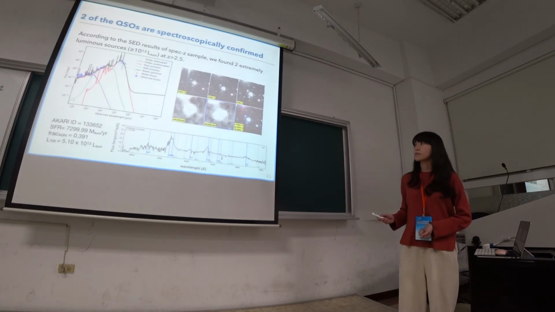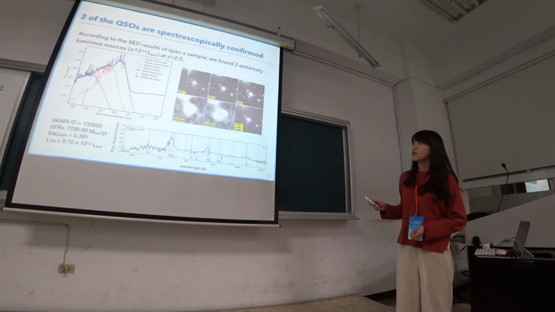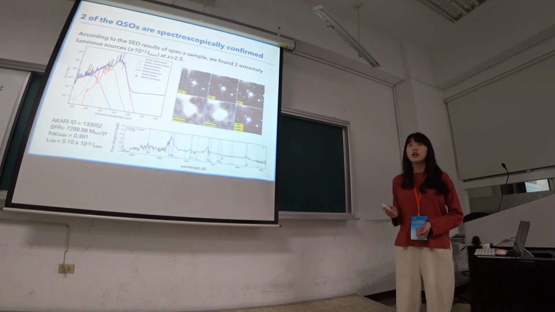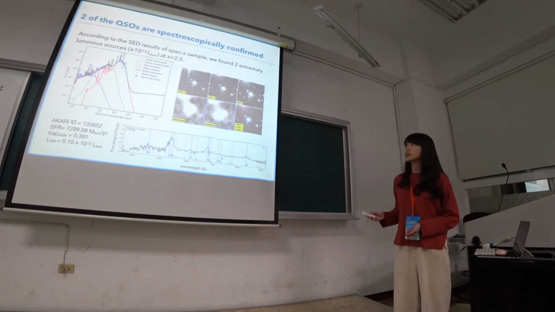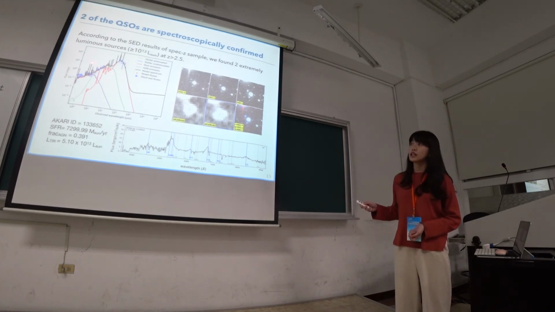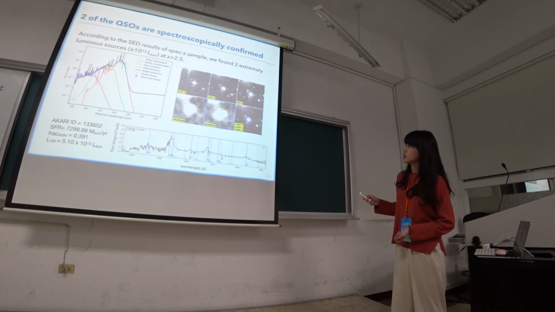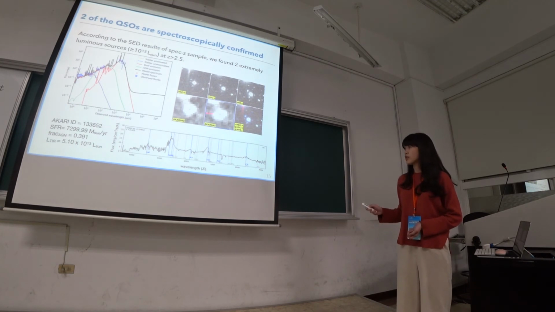And these are other findings. We found two cases in our AGN catalog, and actually they are spectroscopically confirmed. This is the SED of one quasar. As we see, we can see a very clear power-law-like SED, and this is the HSC and AKARI image. It's a point-like source, and we also get the spectra of it. There's an emission line, and finally we confirm that this is a type 1 quasar.